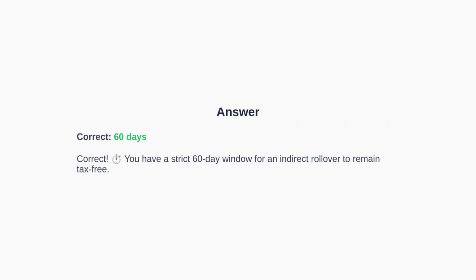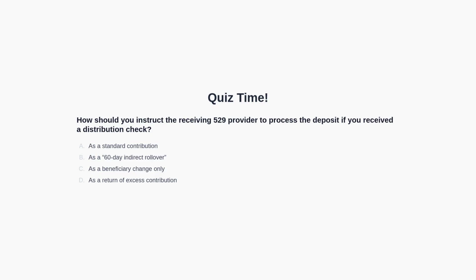The correct answer is 60 days. The window is strict, so make sure to complete the deposit before the 60th day. Second question: how should you instruct the receiving 529 provider to process the deposit if you received a distribution check? The options are as a standard contribution, as a 60-day indirect rollover, as a beneficiary change only, or as a return of excess contribution. You may pause the video now to think about the answer. We will discuss the answer in the next section of the video.